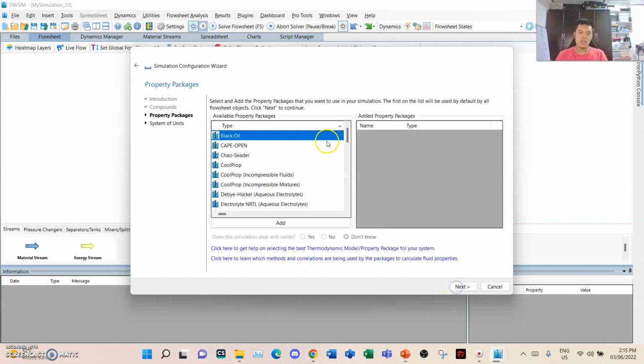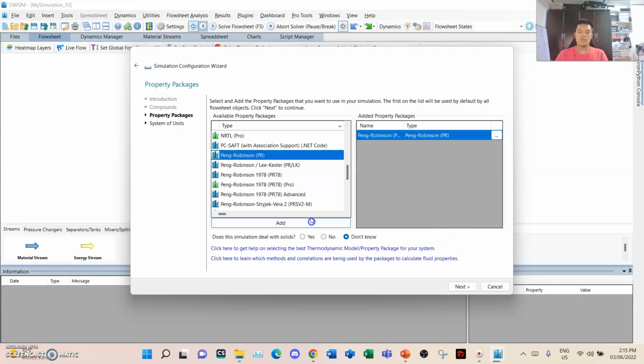Alright, everything looks good. Now for the property packages, another rule of thumb you should know is that for water component systems only, we use steam tables. For other compounds that are liquid in nature, we use the NRTL property package. And lastly, for other compounds that are gaseous in nature, such as this problem given here, we use the Peng-Robinson method. So we add this property here, we click next.